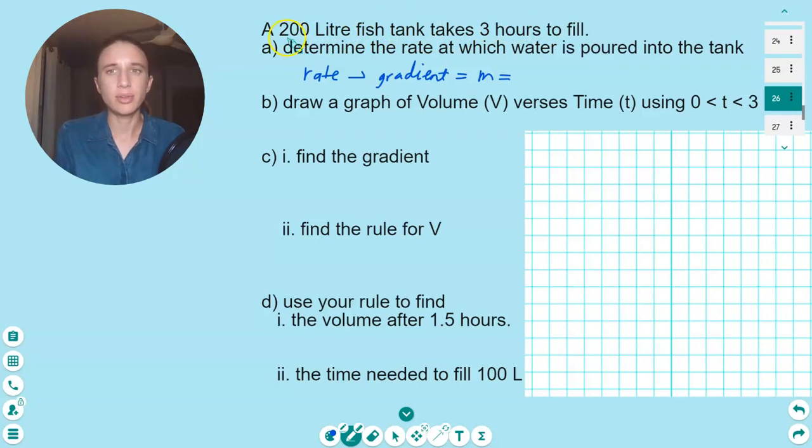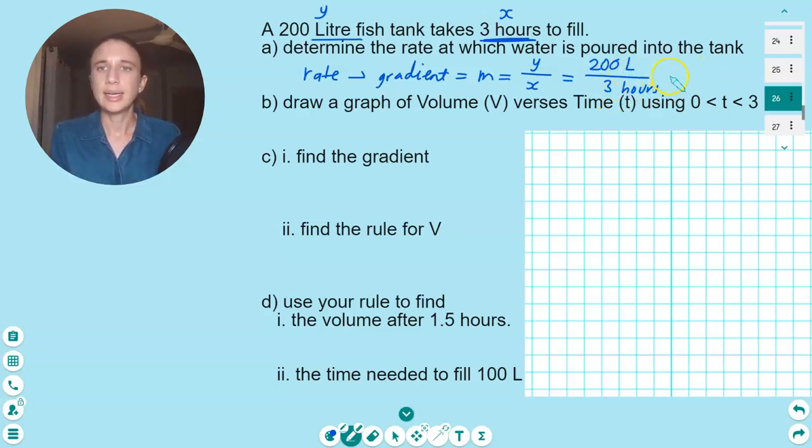Will it be, let's have a look, a 200-liter fish tank. So we've got, takes 3 hours. Remember how I said time is always on the x-axis? So I'm going to call this my x variable. So time is our x-axis because that's time. So the other one must be our y unit. So change in y over change in x. And let's do it. We've got 200 liters, and put your units there, over 3 hours.